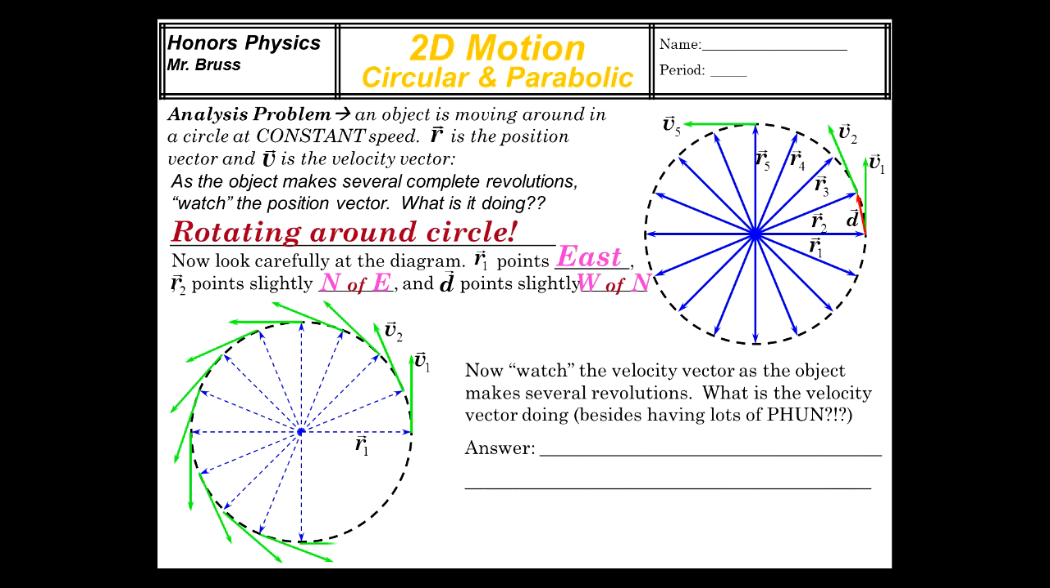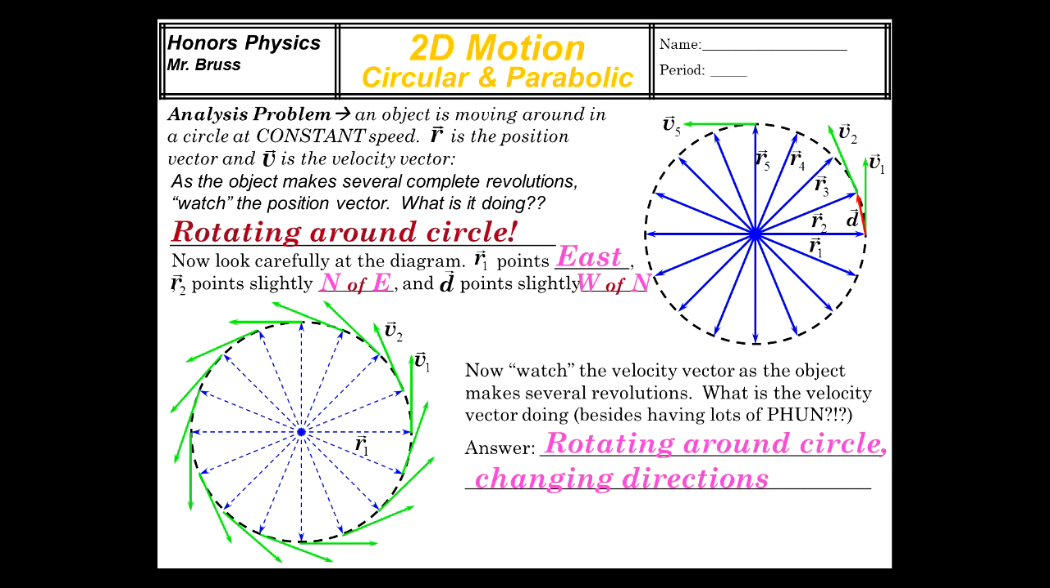What is the velocity doing? And in the same way, logically, as we answered the question in the first case with the position vector, the velocity vector is also rotating around the circle. It's changing directions in the process, just like the position vector did. So that is a brief description of what these position and velocity vectors are doing. And notice the nature of the displacement as well. It's connecting one position to the other. And now we're going to look at this a little more carefully.